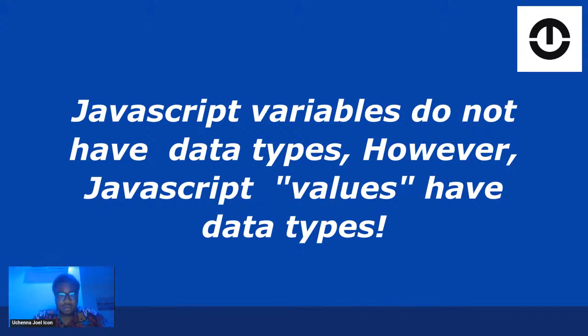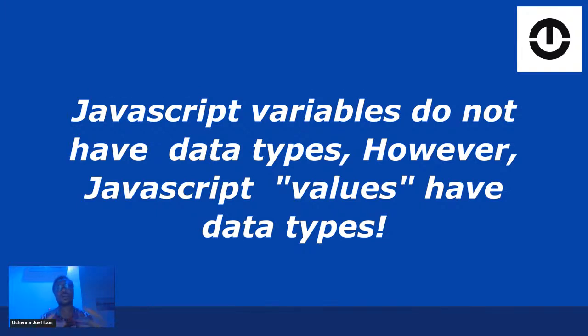Like I said earlier, JavaScript variables do not have data types. However, JavaScript values have data types. When I go to the console, I'll quickly show what I mean. I believe everyone coming here would know what a variable is. But if you do not know, a variable is simply a space in memory. That's it. A space in memory that can hold certain values.